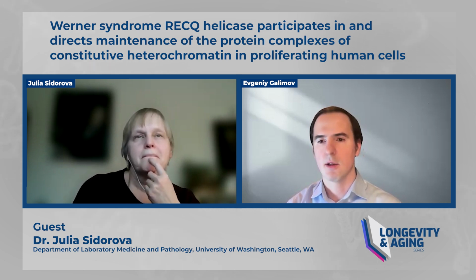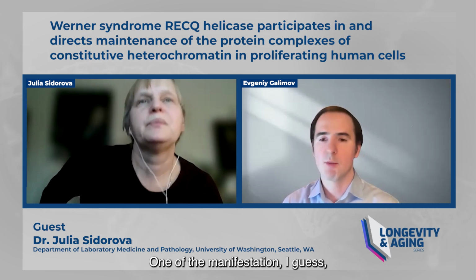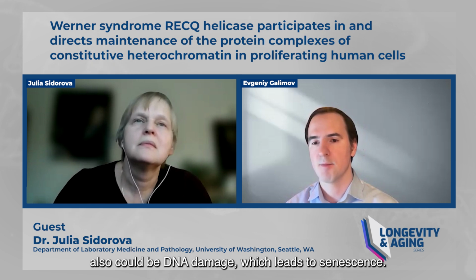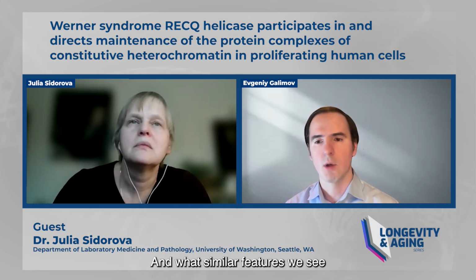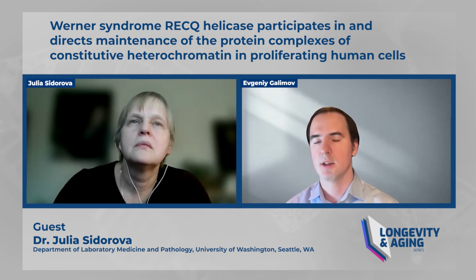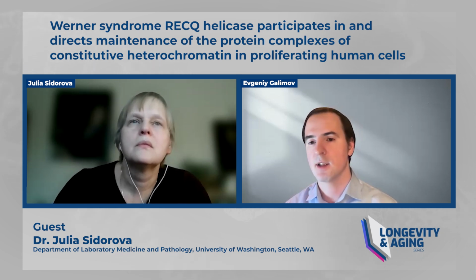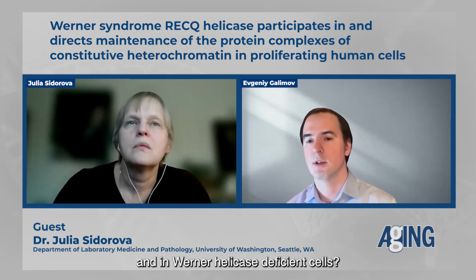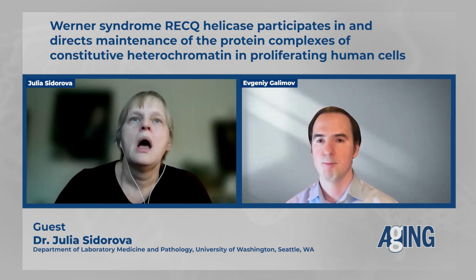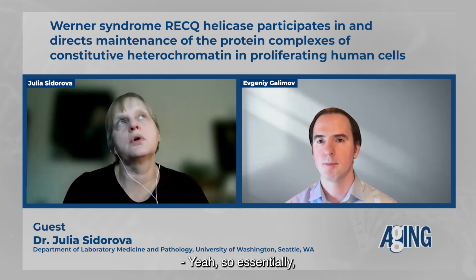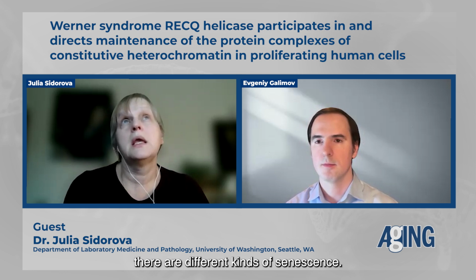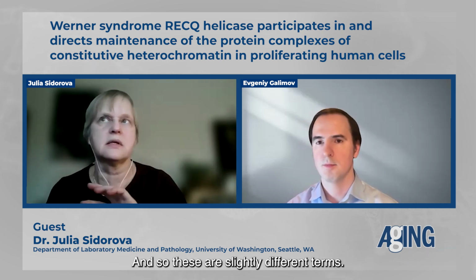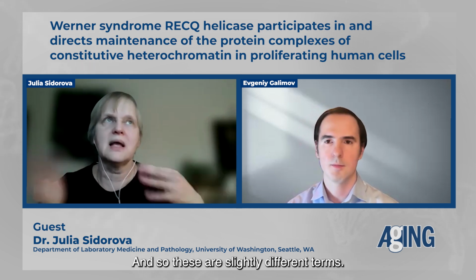So I think one of the manifestations could also be DNA damage, which leads to senescence. What similar features do we see, and what is different in senescent cells in terms of heterochromatin changes and in Werner helicase deficient cells? Yeah, so essentially there are different kinds of senescence, and I use the terms aging cells and senescence, which are slightly different terms.